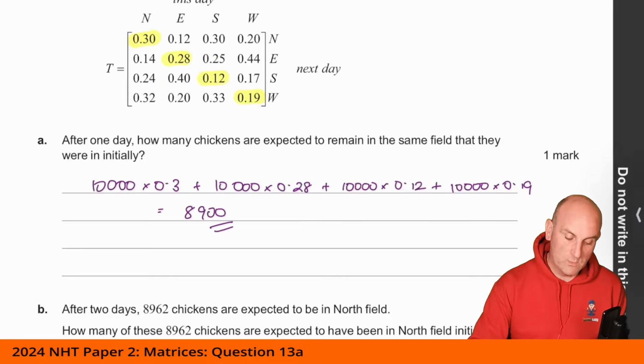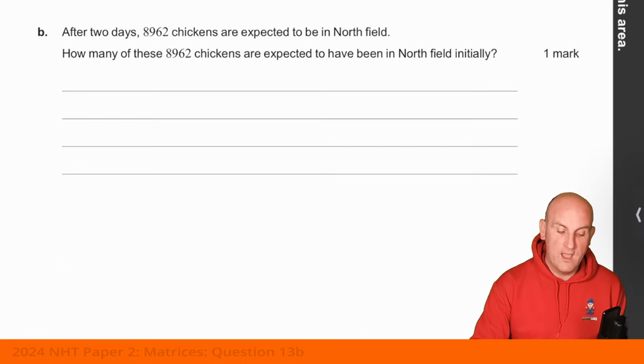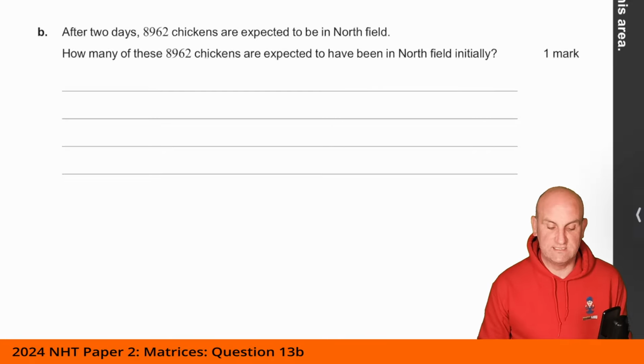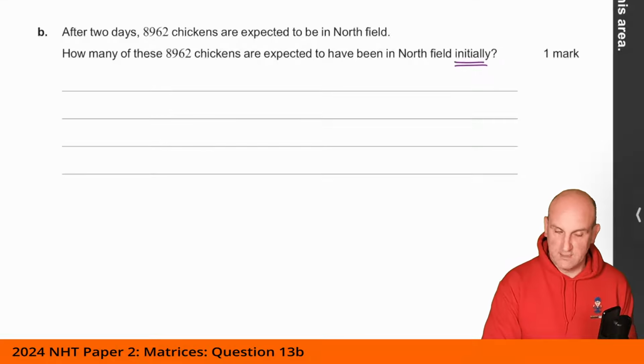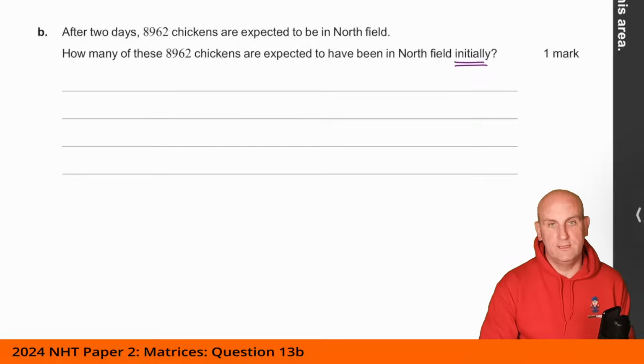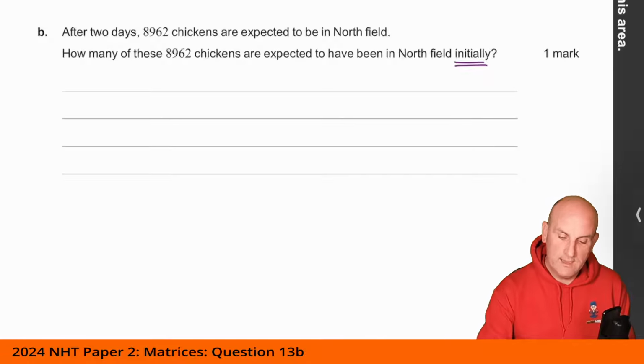Now, this was the one that absolutely did my head in. After 2 days, 8962 chickens are expected to be in North Field. How many of these 8962 chickens are expected to have been in the North Field initially? Now, this word initially threw me completely. But when we unpacked it, and I say we, my great colleague at work and I, what it means was, all right, in the field were there initially.